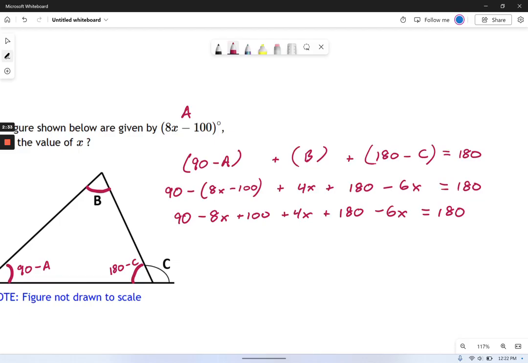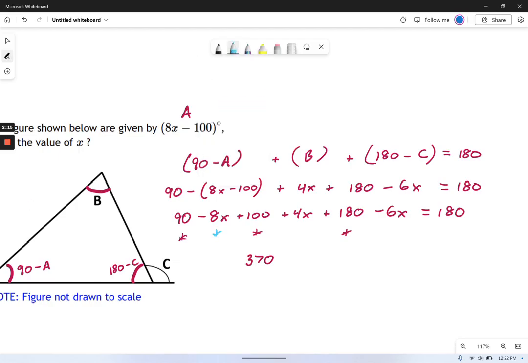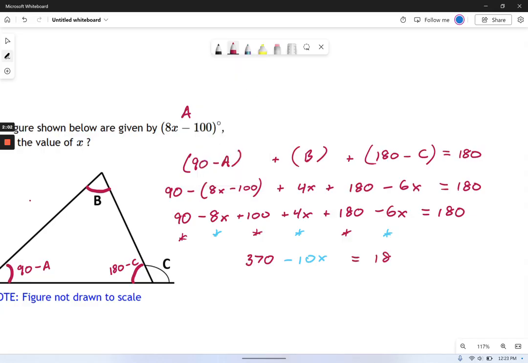I like to combine like terms. So if I combine all my numbers together, I've got 90 plus 100 plus 180, which is 370. And then if I combine all my x's together, that's negative 8x, positive 4x, negative 6x. So let's see, negative 4x, that looks like negative 10x. And then I still have the other side of the equation, which is just a boring old equals 180.